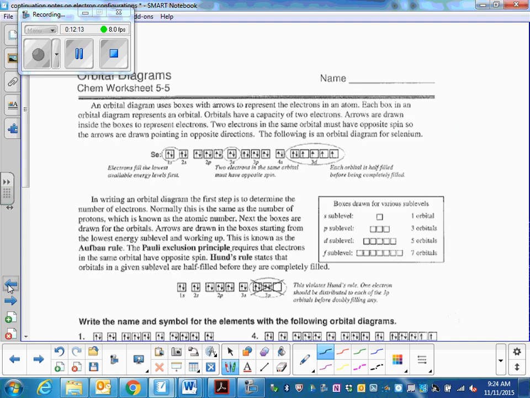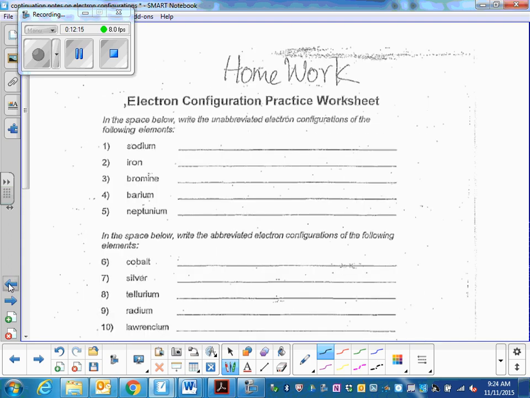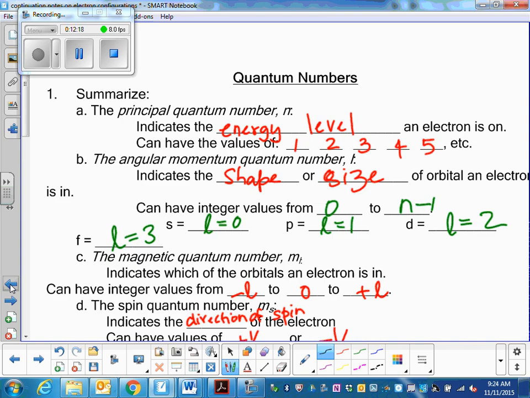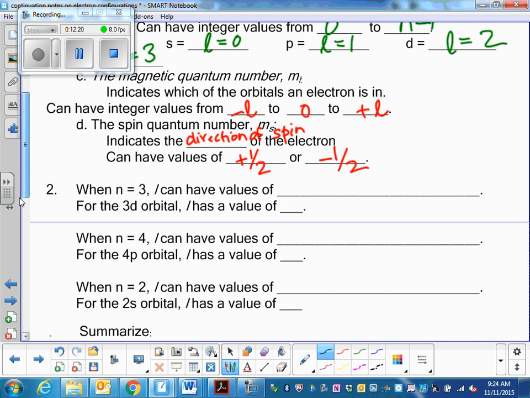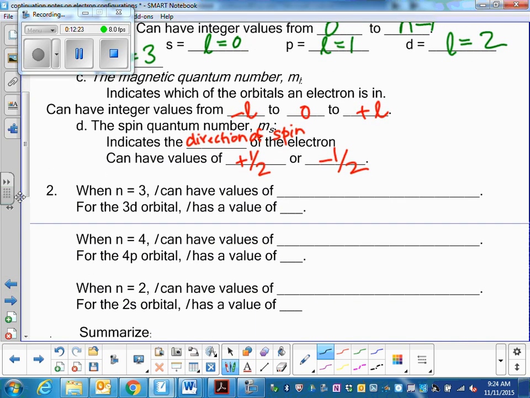So now let's complete our notes here and see what we have. When n equals 3, L can have values from 0 to n minus 1. What are the possible values of L? 0, 1, 2. If it's a d orbital, what is the value of L? L equals 2.